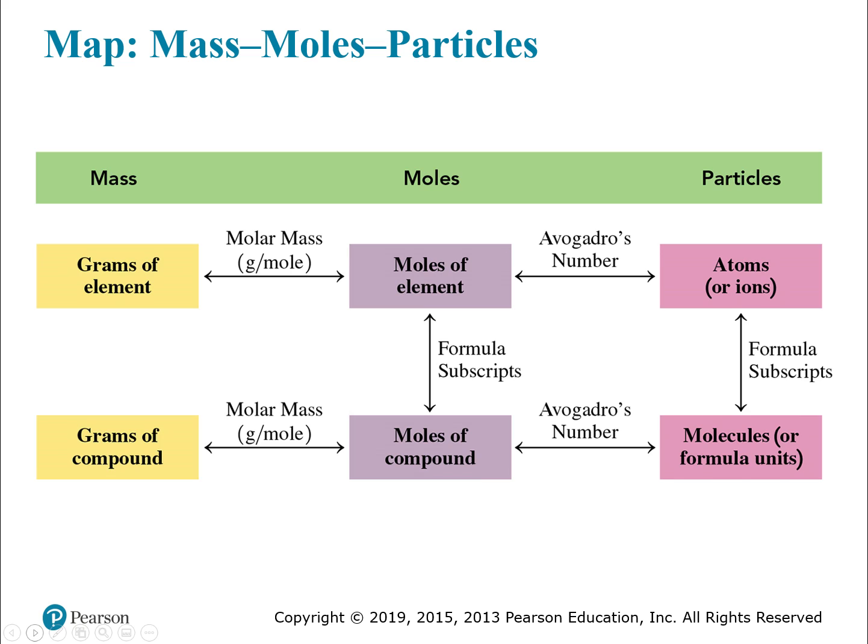This map will help you figure out, I have this given information, how do I get from here to the end point? So let's say that you have the number of moles of an element. Well, with the molar mass, you can figure out how many grams you have. Or if you use Avogadro's number, you can figure out how many atoms you have. So it helps you to figure out where you are and what conversion factors you can use to get from point A to point B to get you to your final answer.